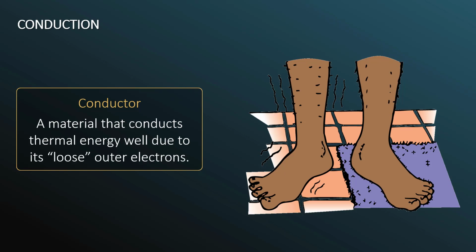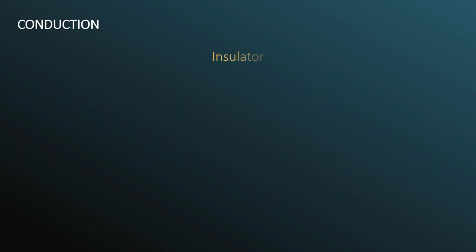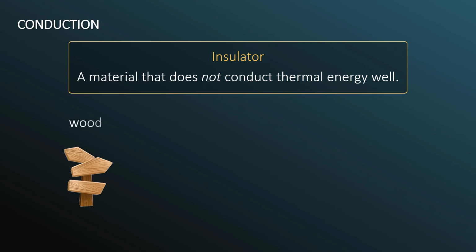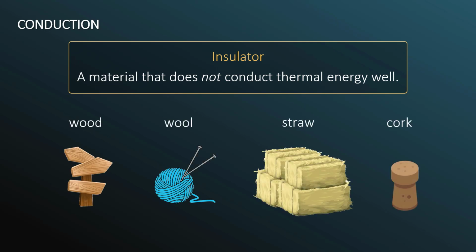Conversely, a material that does not conduct well is, unsurprisingly, called an insulator, and is simply a material that does not conduct thermal energy well. And one of the materials that we already have come across is wood. But there are other materials like wool, or straw, or cork. Unlike the electrons in metals, the outer electrons in the atoms of insulators are firmly attached to the atom.